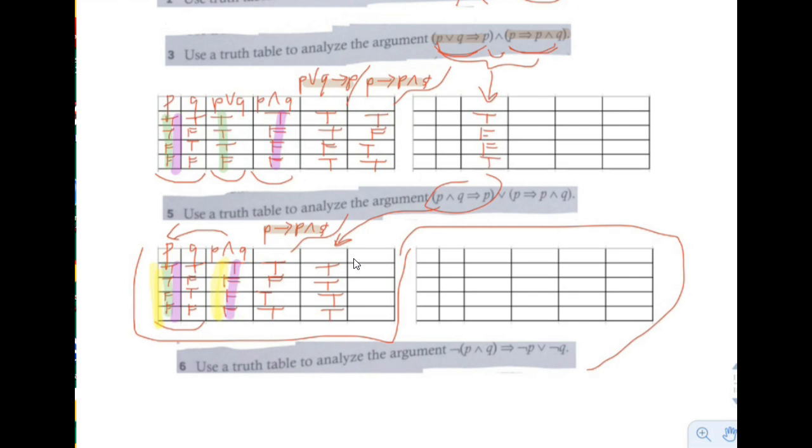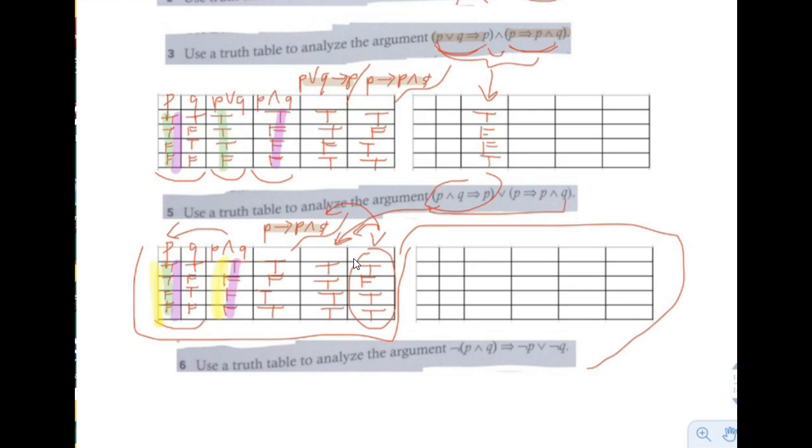And then the final thing we're going to do is we're going to and this together with this, because you see how at the very end we're going to and both together? So the double trues are true and everything else is false. So there's double true, and this is a false. So this is not a tautology, right? So the result is this one here.